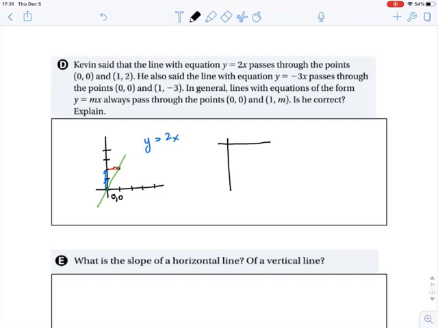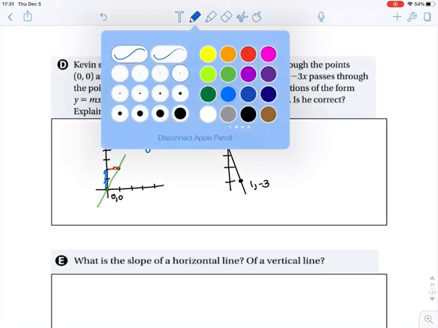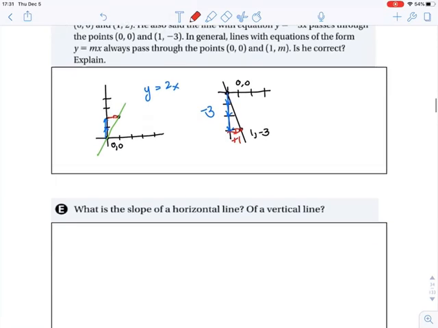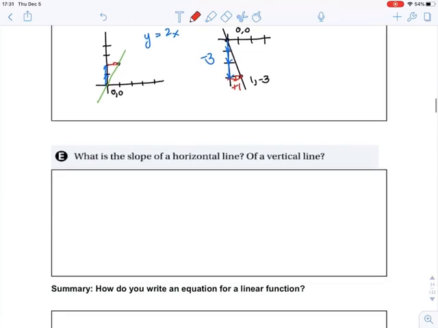Okay, and I would do the same thing here. But this one is 1 and negative 3. This is 0, 0. Okay, and let's check from one to the next. Down 3, negative 3, and a slope of plus 1. Yep, seems to work.